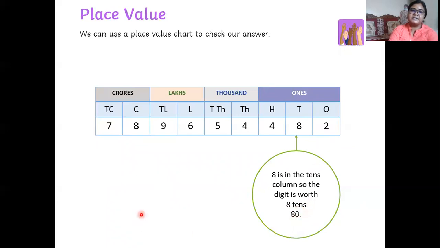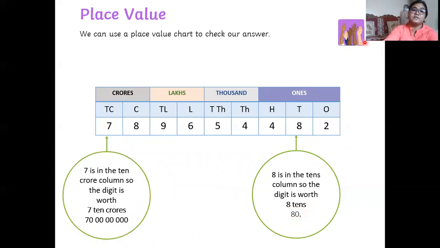The next underlined digit is 7. So 7 is here in the 10 crores place. So the value of 7 here is 70 crores. The value of 7 is 70 crores, which can be written in figures. You place 7 in the 10 crores place and all the rest will be filled up with zeros. So you get 70 crores in figures, both in words as well as in figures. You must know how to write the place value in both the ways.